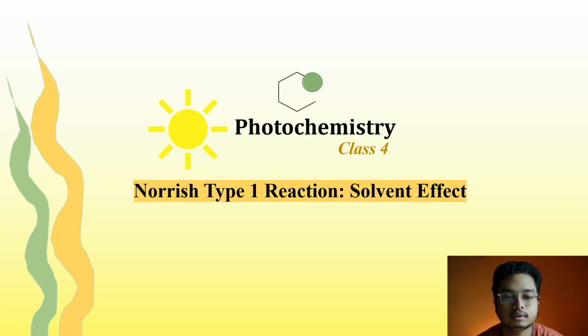And in this particular class we are extending our discussion about the Norrish Type I reaction. In our previous discussion, that is class 3, we talked about the Norrish Type I reaction in detail. So now this is the continuation of the previous lecture. Here we are talking about the Norrish Type I reaction for cyclic systems, and then we are talking about the solvent effects.